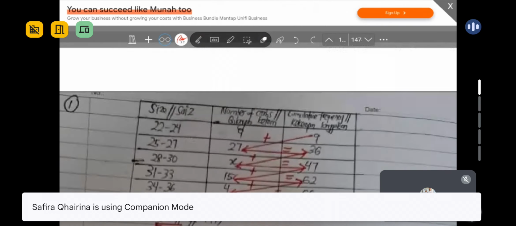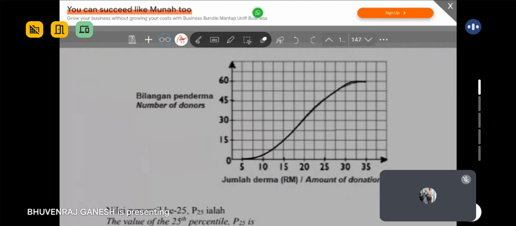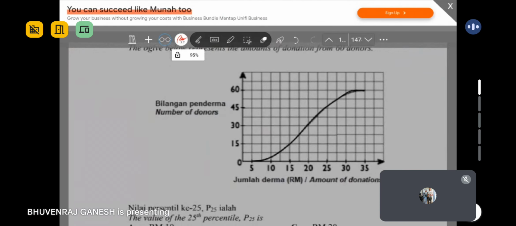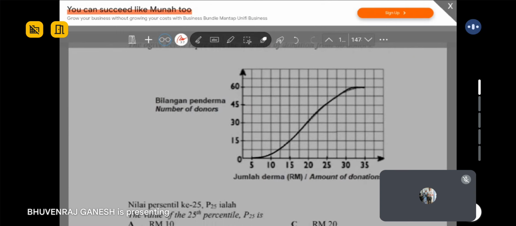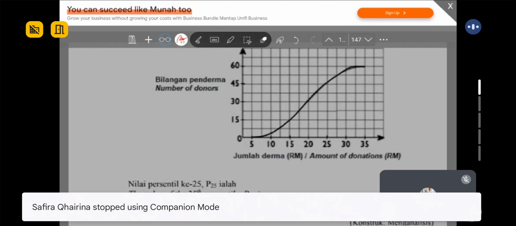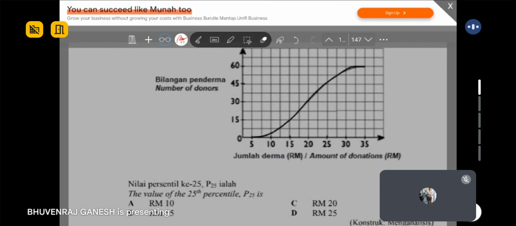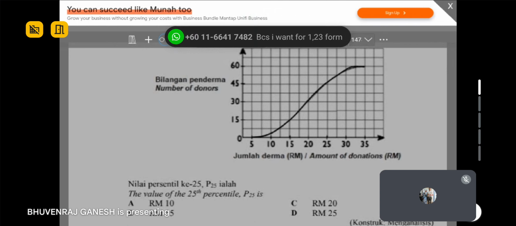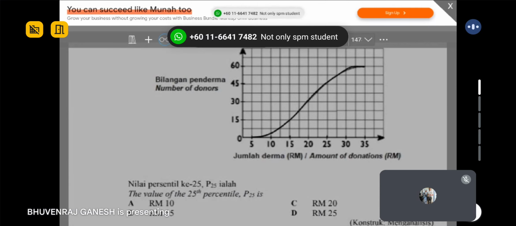Okay, next one. So this is the method lah. How to get 11. Okay, so for this one, they ask you what is the value of the 25th percentile, guys. Apa nilai persentil ke-25? So can anyone try and see what is your answer? This one is quite clear. Graph ni lebih jelas. So you can get the answer. Okay, some more people. Lagi orang. Faster, faster. Cepat.